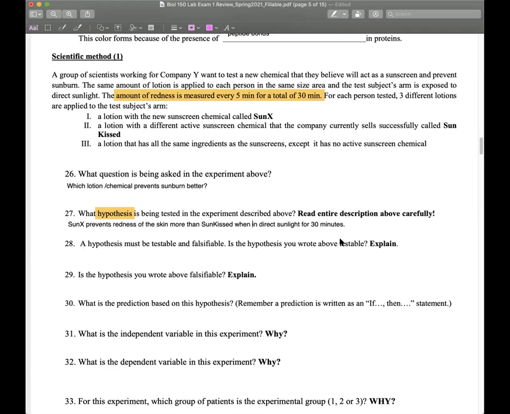I guess when subject is in direct sunlight for 30 minutes. Yeah, that's good. That's a really good hypothesis. That's solid, because it's bringing in the relationship between variables, and it's something that you could test. You can design an experiment based on that hypothesis and say, yes, this hypothesis is supported, or no, it's not supported by our evidence.